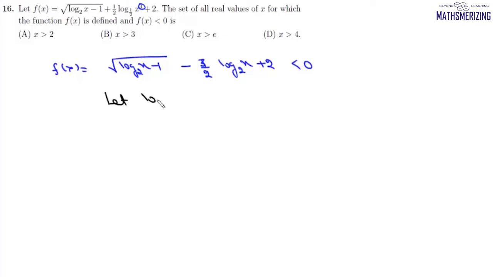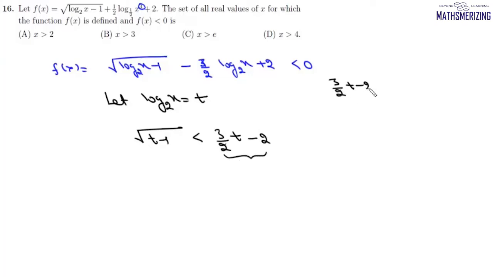Now what we'll do is we'll let log x base 2 be t. So we can write under root of t minus 1 will be less than 3 by 2 t minus 2. Now since the left hand side is a square root function, its value cannot be negative. That means the right hand side must be greater than 0. So from here we get the condition that 3 by 2 t minus 2 should be greater than 0, that is t is greater than 4 by 3.